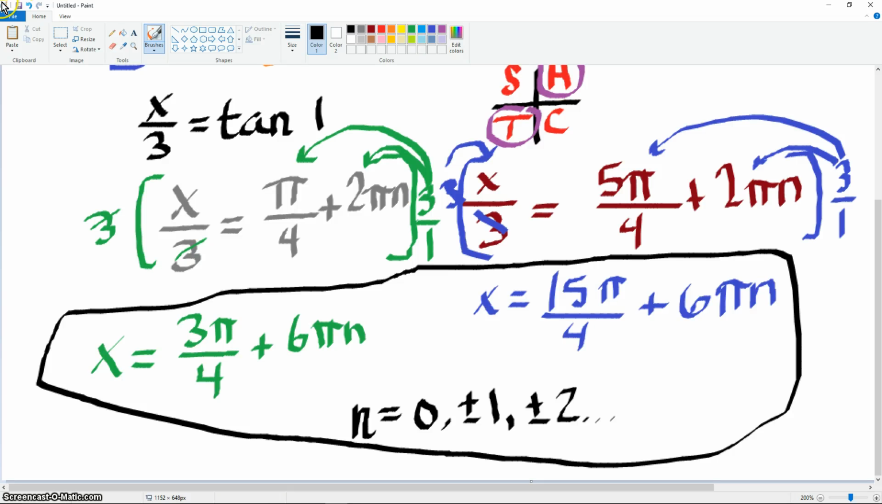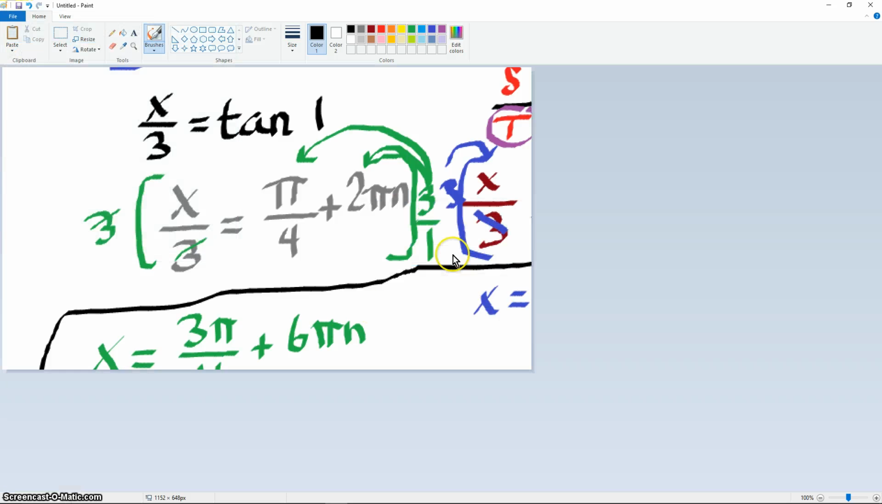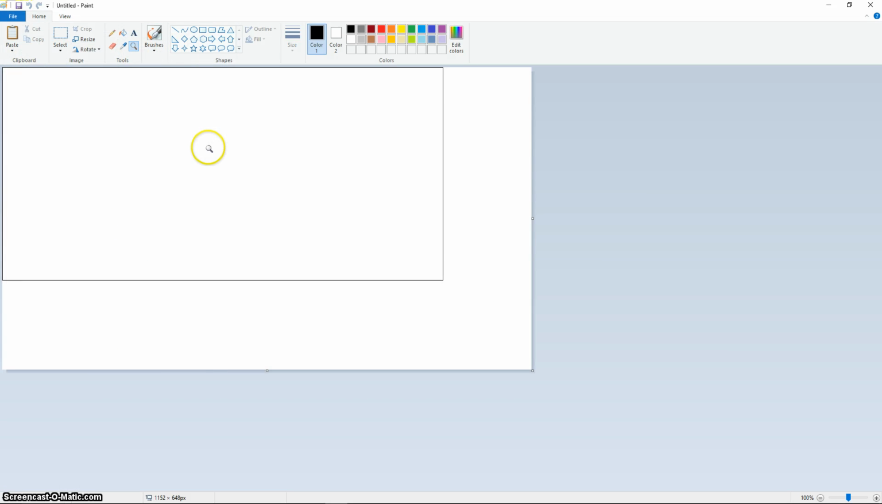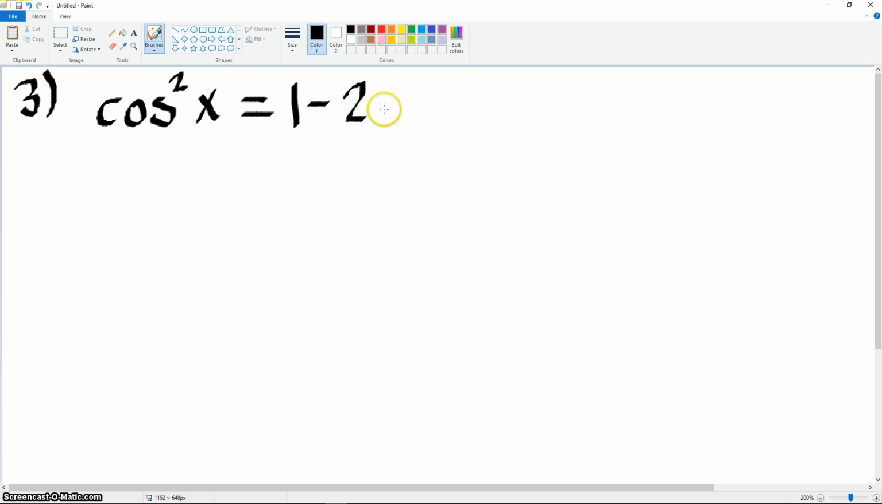All right, moving on to number 3. We're going to this time do number 3. It is cosine squared of x is equal to 1 minus 2 sine squared of x.